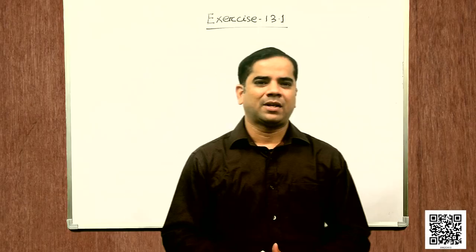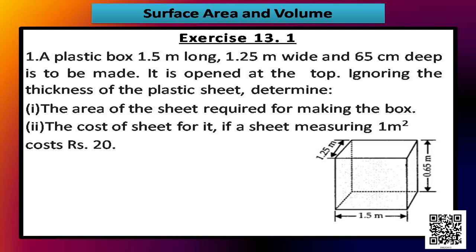Question number 1. It says, a plastic box 1.5 meter long, 1.25 meter wide and 65 centimeter deep is to be made. It is opened at the top. Ignoring the thickness of the plastic sheet, determine the area of the sheet required for making the box and the cost of sheet for it. If a sheet measuring 1 meter square costs rupees 20. Okay. So, let us discuss the solution.